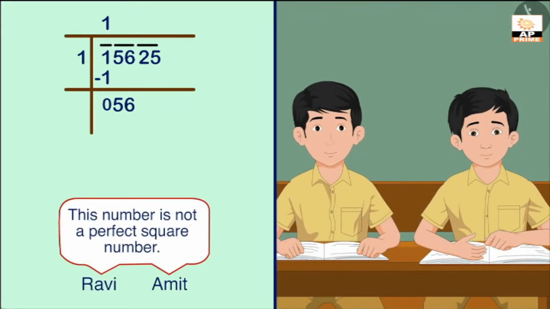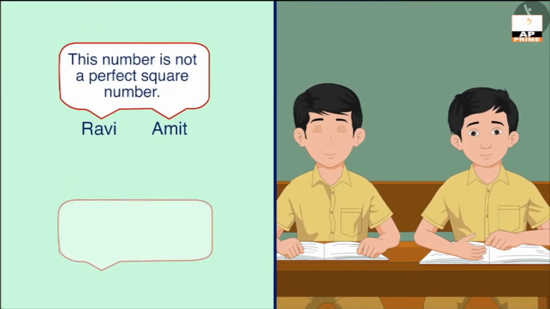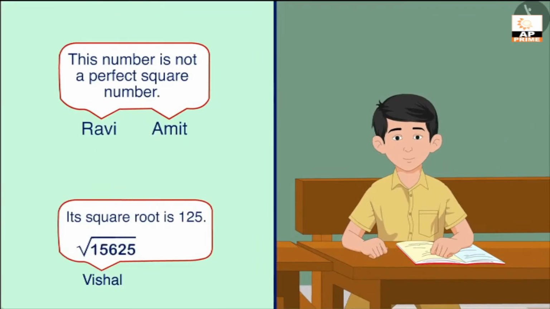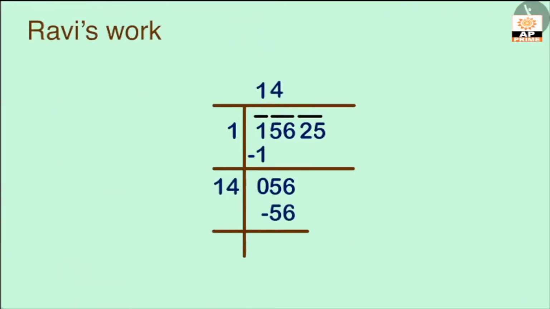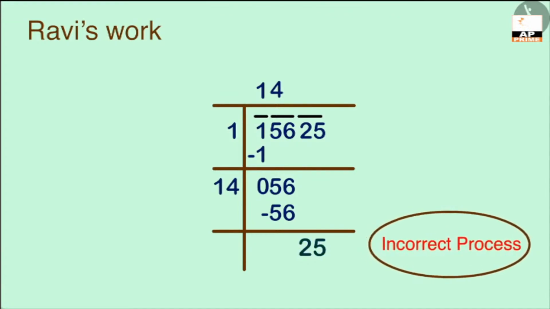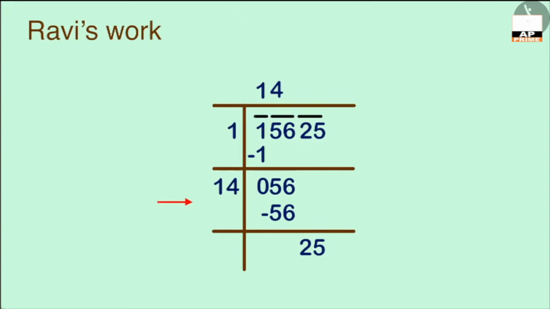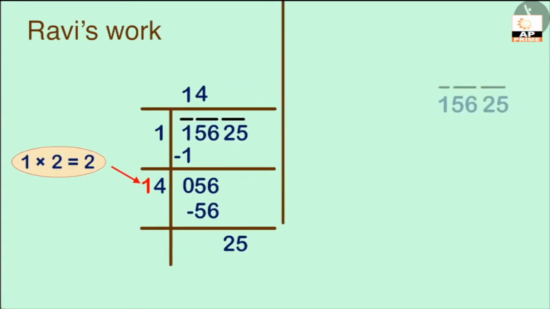After this, Ravi and Amit came to the conclusion that this number is not a perfect square number, but Vishal got its square root as 125. Ravi solved it this way. In the end, he got 25 as a remainder. This process is incorrect because when the second division was done here, the number 1, which was the first divisor, was not multiplied by 2 and the new divisor was not written.